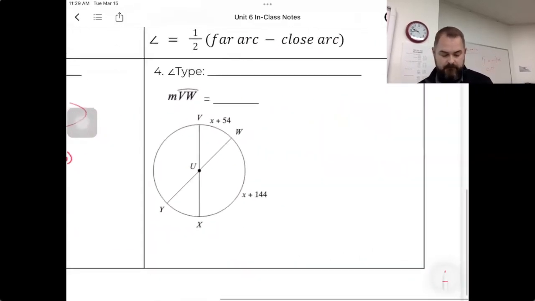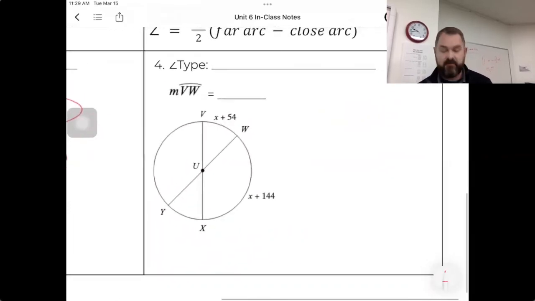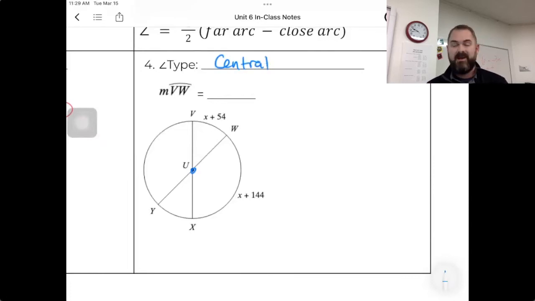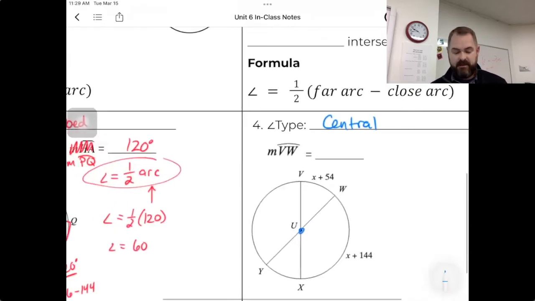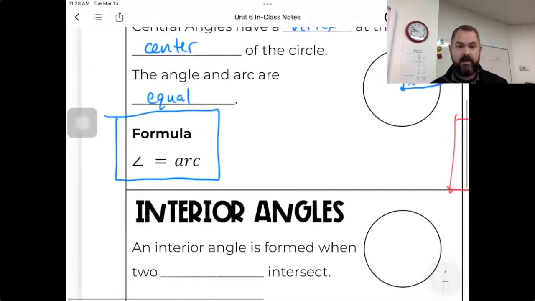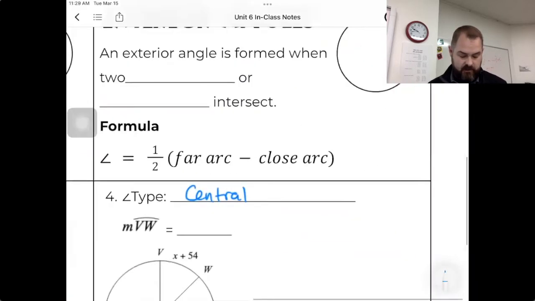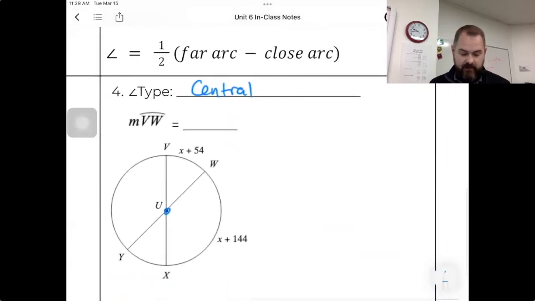Let's try number 4. As you look at number 4, again, it's important to look at where the vertex of the angle is. Every one of these angles has a vertex at U, which is the center of the circle. So these are central angles. And in a central angle, remember that the formula was angle equals arc. And so I can write that down, and I need to start with the formula. For a central angle, angle does equal arc. However, that's not going to help me because I don't have any expressions for any of these angles.